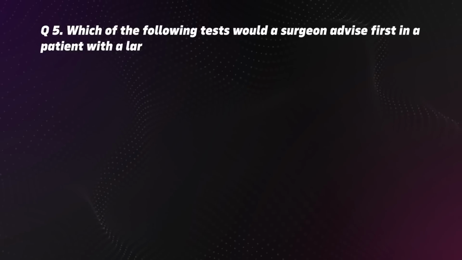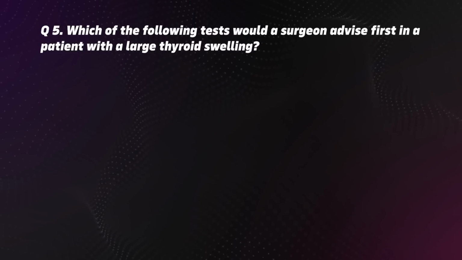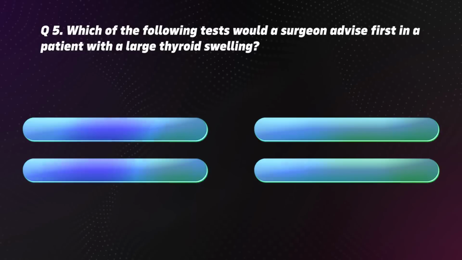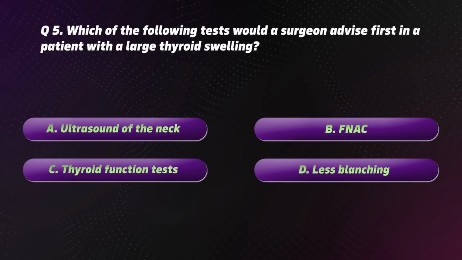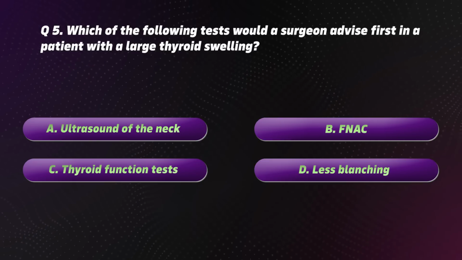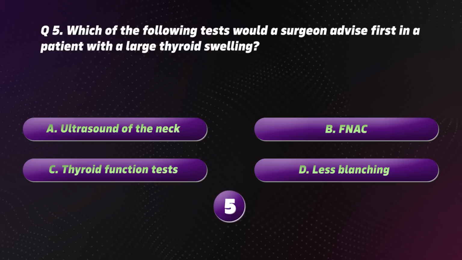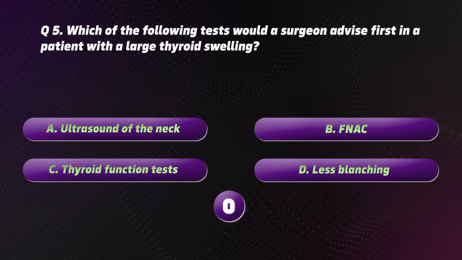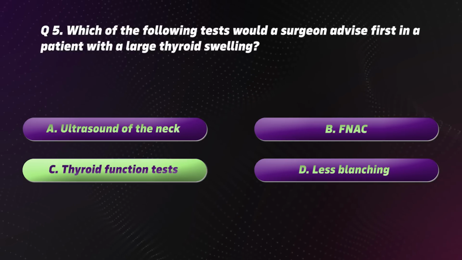Okay. Question 5. Which of the following tests would a surgeon advise first in a patient with a large thyroid swelling? Here are the options. A. Ultrasound of the neck. B. FNAC. C. Thyroid function tests. D. Radioiodine uptake. And the correct answer is option C, thyroid function tests.